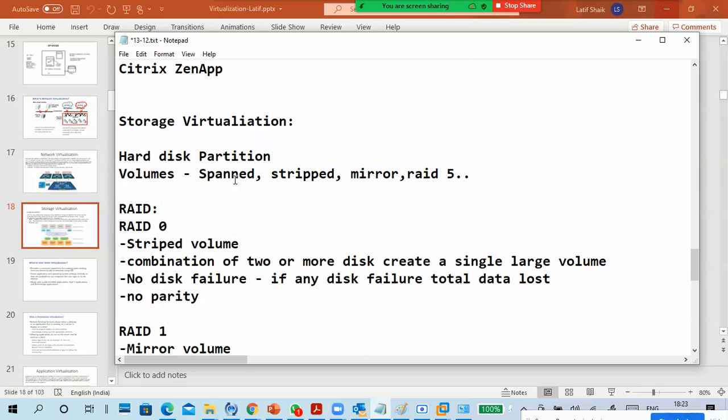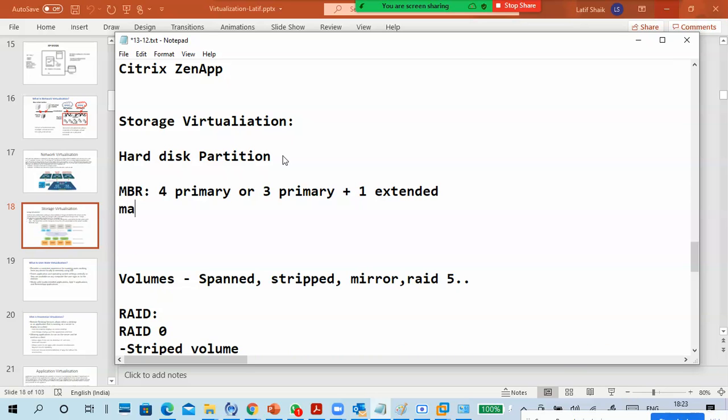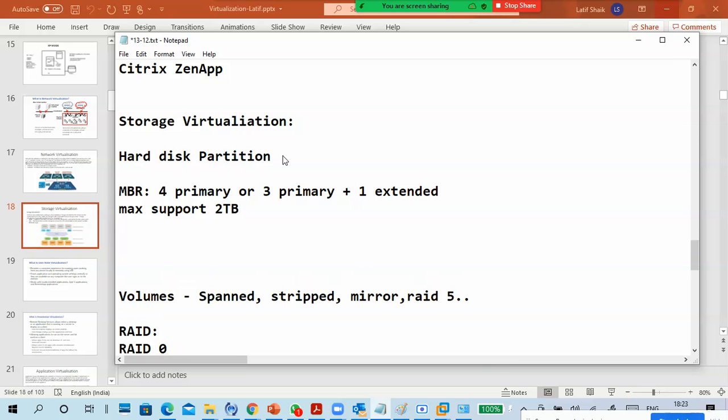Okay, so these are volumes, and I also mentioned partitions. In the partitions also, I want to tell you about MBR type disk. It gives four partitions, four primary, or three primary plus one extended, and supports a maximum of 2 terabytes. Next, GPT partitions.